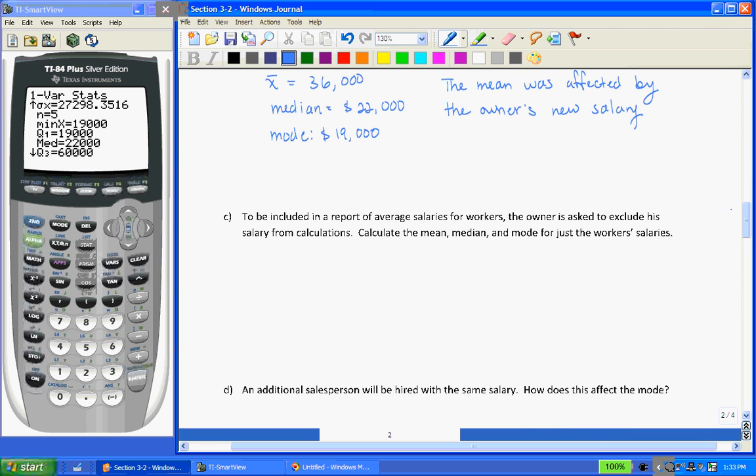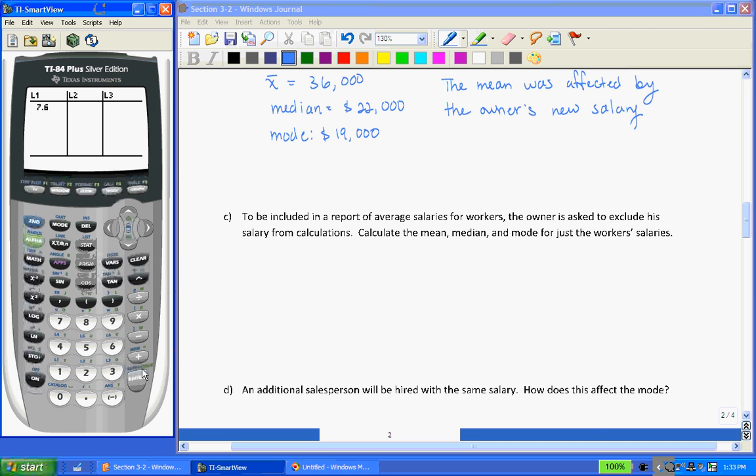Part C. To be included in a report of average salaries for workers, the owner is asked to exclude his salary from calculations. Calculate the mean, median, and mode for just the workers' salaries. So this time we are changing the number of data values we have. I'm going to go back into Stat, go back to my list, and delete that first data value. If I just hit delete, it's gone, and now I'm down to 4 values, and I'll run my Stat, one variable Stat again.